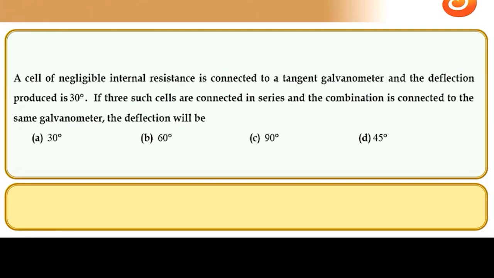Example 5. A cell of negligible internal resistance is connected to a tangent galvanometer and the deflection produced is 30 degrees. If 3 such cells are connected in series and the combination is connected to the same galvanometer, the deflection will be? The current is directly proportional to tan theta, or current is directly proportional to tan of the angle of deflection.